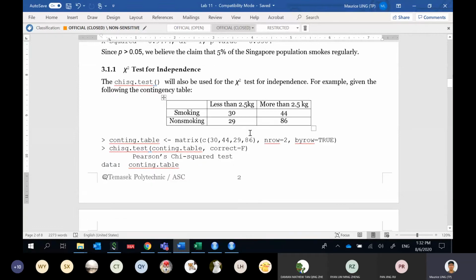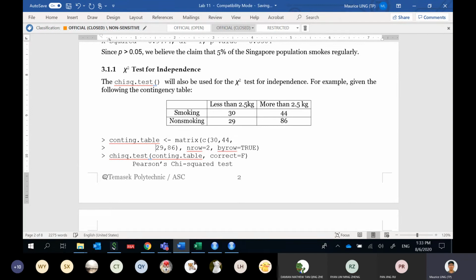So in this case, you have smoking with two categories of birth weight, and non-smoking with the two categories of birth weight. What you do is construct a matrix first. You put the four numbers in: 30, 44, 29, and 86. There are two rows, so you want to split them exactly into two rows, as good as having your matrix that looks like that. Two rows, and you want to test by row.